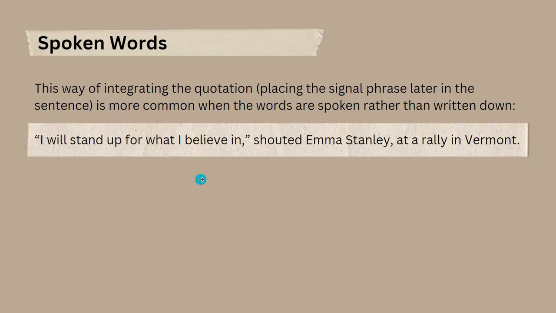You may wish to introduce the signal phrase after the citation, which is also acceptable. So when you're integrating spoken words, you place the signal phrase later in the sentence. So this would make more sense as "I will stand up for what I believe in," shouted Emma Stanley at a rally in Vermont, or you could say Emma Stanley shouted, "I will stand up for what I believe in."